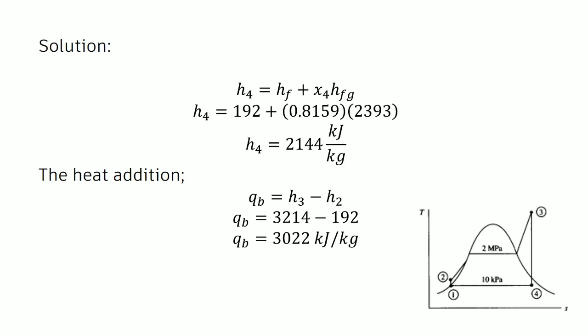So the heat addition in our boiler is equivalent to the difference between the specific enthalpies at state 2 and state 3 of our boiler. It was solved a while ago. So we now have the heat addition to be 3022 kilojoules per kilogram.